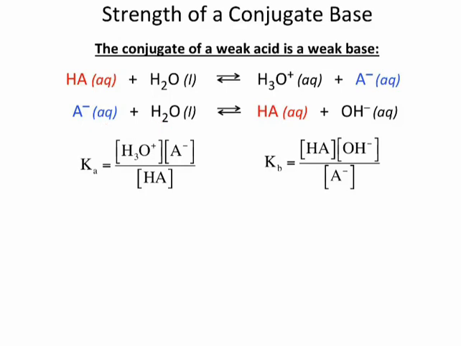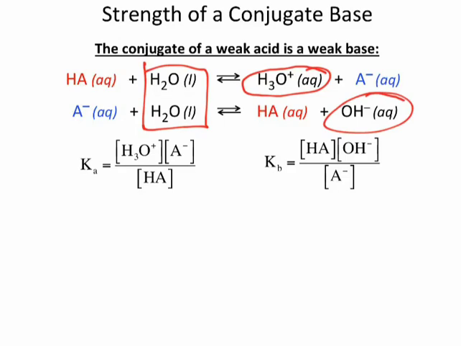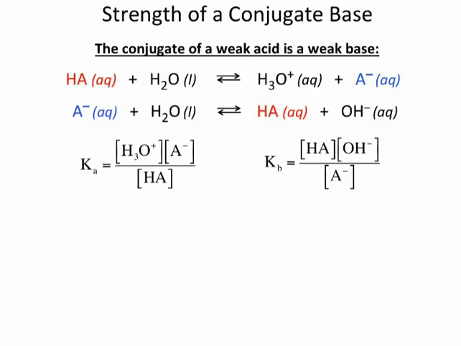Now, do notice that these two equations are not just the reverse of each other, which means the Ka equation and the Kb equation are not just reversed from each other. Because water is present as a reactant in both of these equations. And then on the right side, one of these is producing H3O plus, hey, that's an acid. One of these is producing OH minus, hey, that's a base. All right, so these equations are not just the reverse of each other, but you can take a weak acid, turn it into a conjugate base, and vice versa.